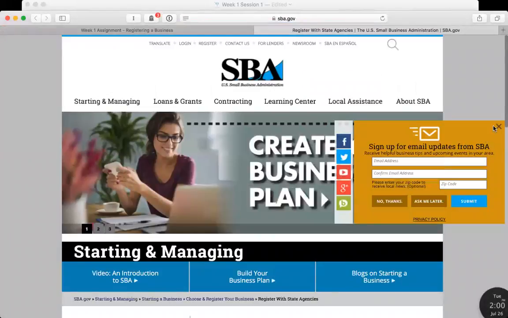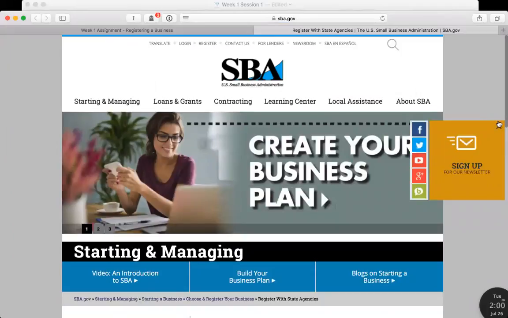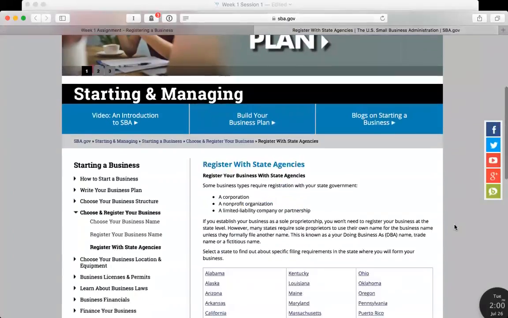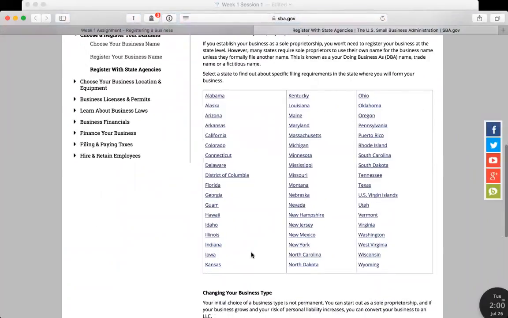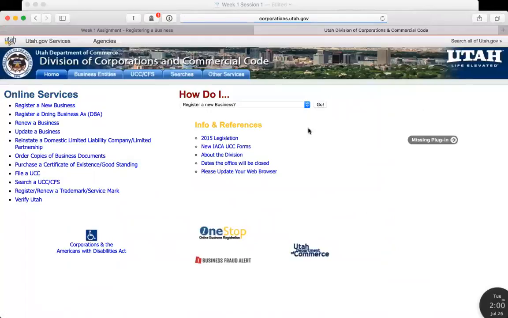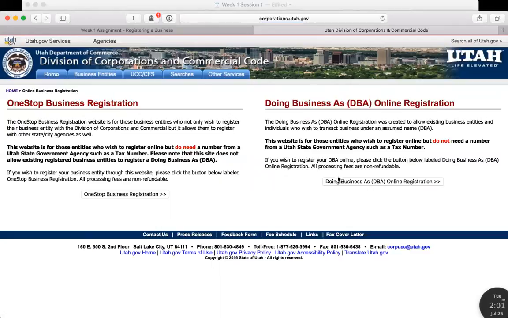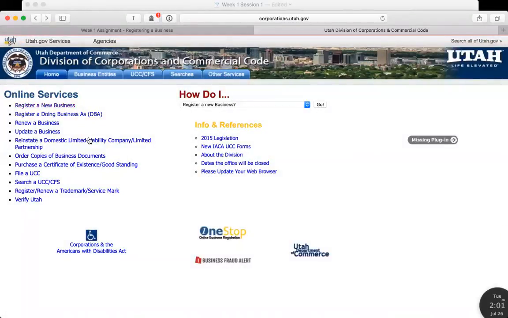here we are at the Small Business Administration's website, and down lower on here, it's got information on registering with state agencies. So for example, for me, I would say that I'm in Utah, and it's going to take me directly to the state of Utah's page on registering a business, okay? So for example, I could click on register a new business, and see what I need to do in order to get set up there.